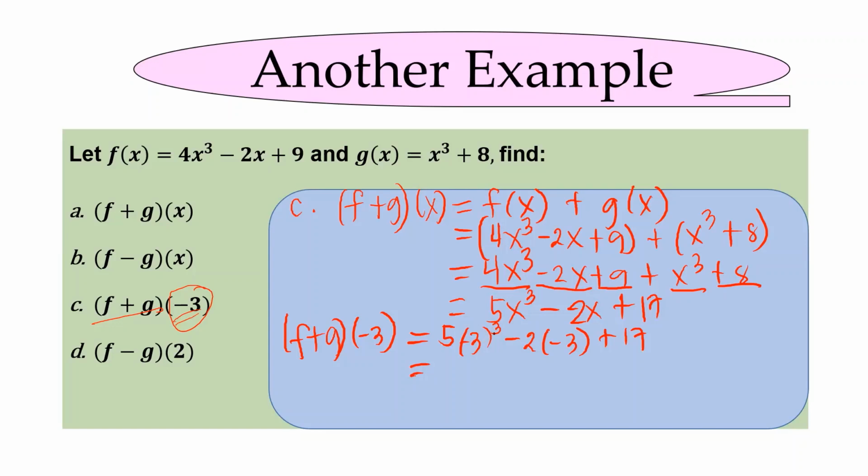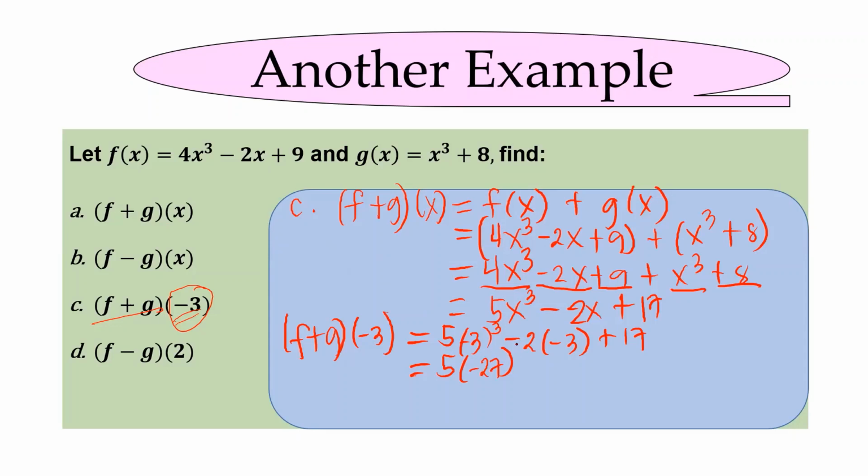Yung negative 3 cube. So, 5 times negative 3, tatlong beses daw ulitin. So, that means negative 3 times negative 3 times negative 3. So, negative 3 times negative 3, that is positive 9. Times 3 pa, negative 3 pa, that would give you negative 27. So, ito po yung ibig sabihin yan.